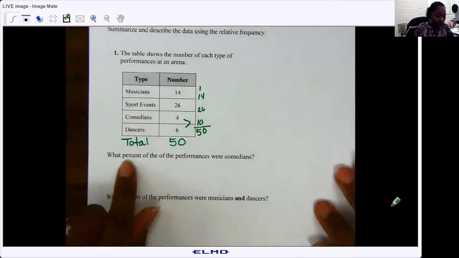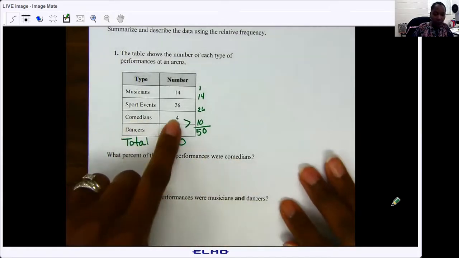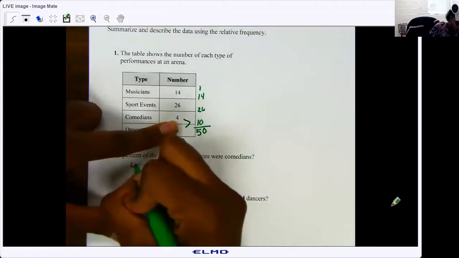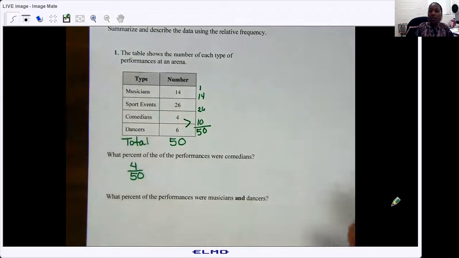All right, what percent of the performances were comedians? I see comedians and I see 4, okay? So what I'm going to do is put 4 out of 50 were comedians. But remember, they want a percent. Now there's 2 ways that you can do this. You can do Tybo, which will give you a decimal, and then you have to use Dr. Pepper to change it to a percent. Or you can see if you can make it equivalent to 100. I'm going to show you both ways, okay?